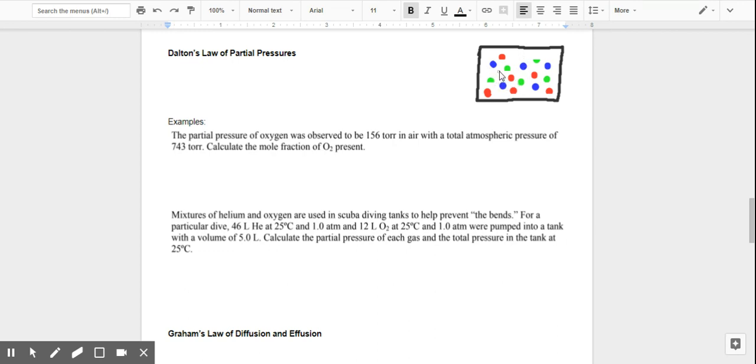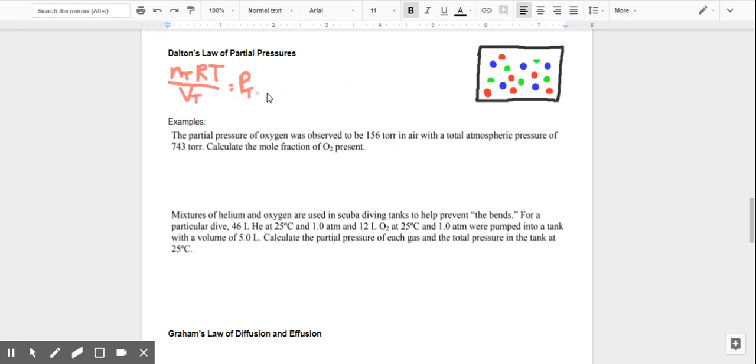Now, what we could do to analyze this vessel is I could take my total number of moles that's in this vessel, I could take my R value and I could take my temperature, and then I can divide by the total volume that's present in that vessel. And if I solve for that, I will end up getting the total pressure of this whole reaction vessel.